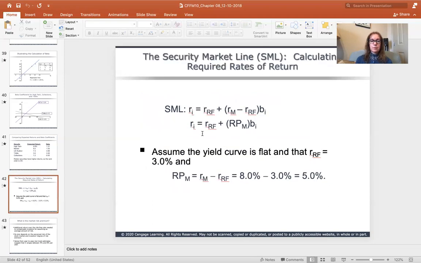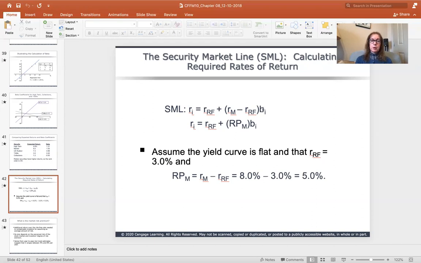So here this is the formula. You just put in the beta, and they give you the risk-free rate and the return on the market. The risk-free rate is 3%. They think the return on the market is going to be 8%. If you take the difference here, that's the risk premium, which means if I'm going to invest in the market versus investing in a T-bill, I'm going to be compensated 5% for my risk.